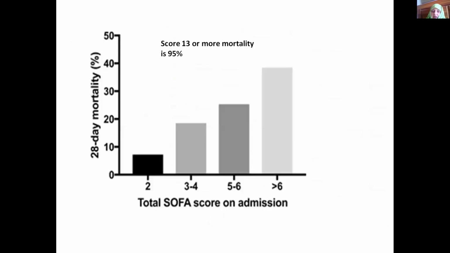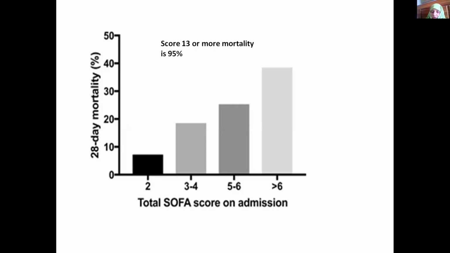This is the SOFA score. You should calculate it on admission and thereafter, because it has been shown to be associated with mortality. A SOFA score of 13 or more has a mortality of 95%. So as the score increases, the mortality increases.